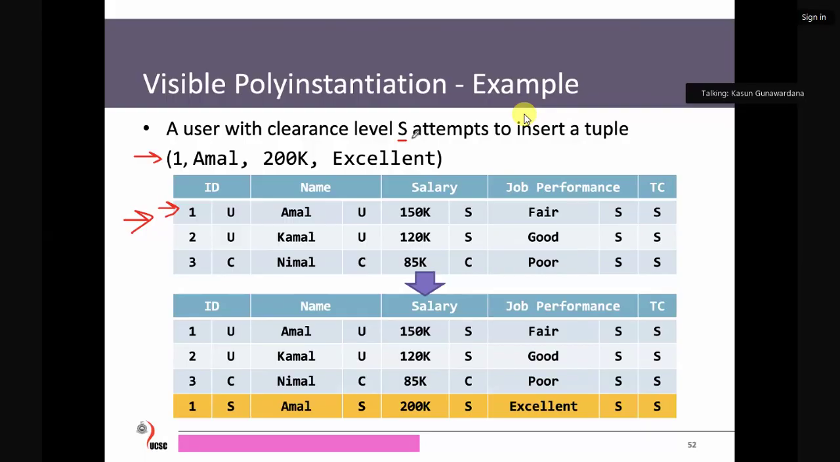In this case, the multilevel relational model keeps both tuples, this one and that one, right? So this is called visible polyinstantiation because this higher level user sees both tuples. It is visible. That's why we call it visible polyinstantiation.